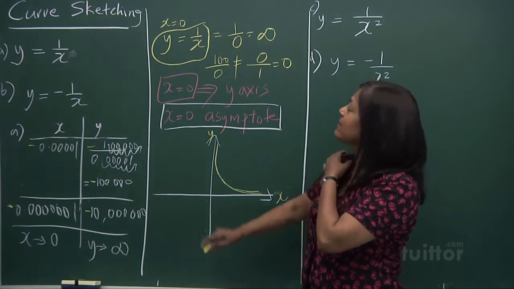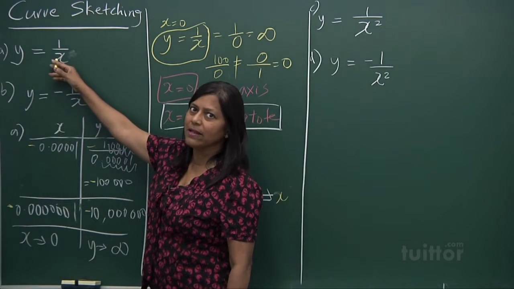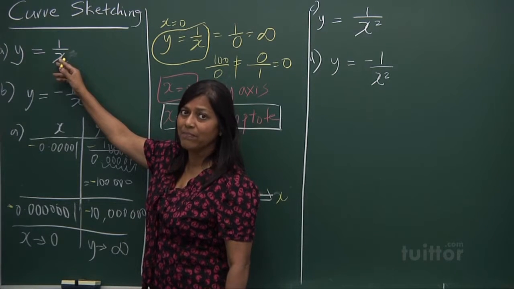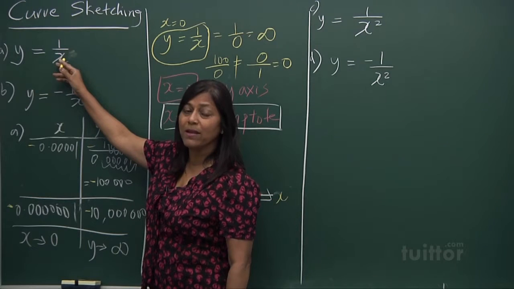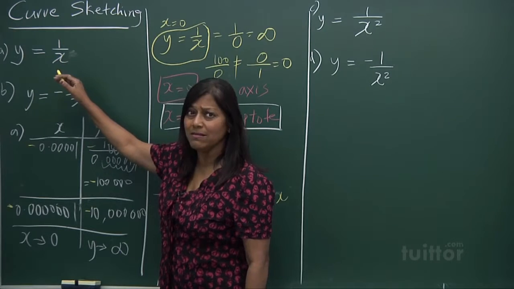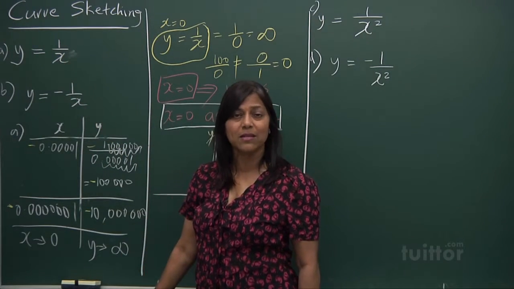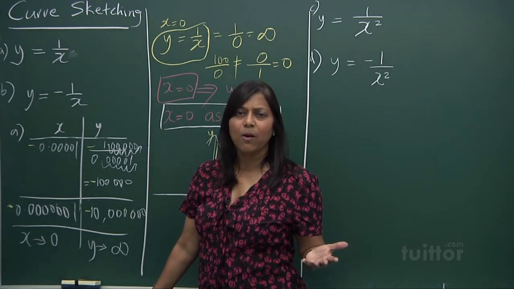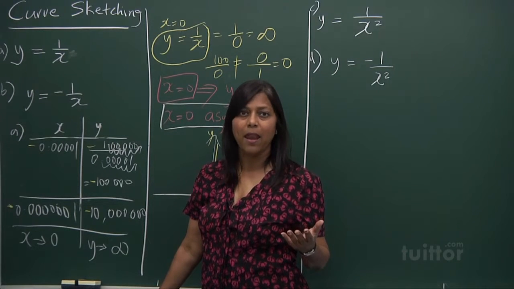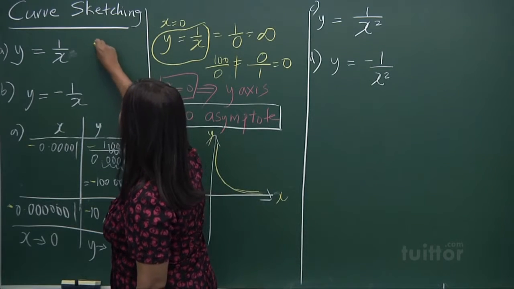Alright? And when x is negative, like a negative 100, y is still negative. 1 over a minus 100, what do you get? It's a minus 0.01. When x gets to a minus 1,000, what does y become? 1 over a minus 1,000, which is getting smaller. Y is minus 0.001.